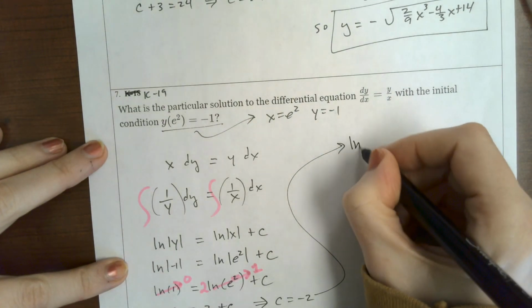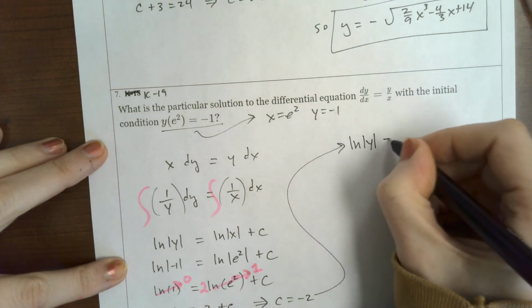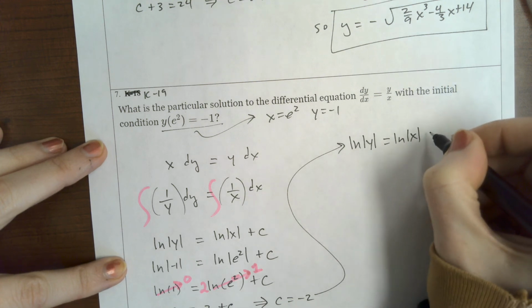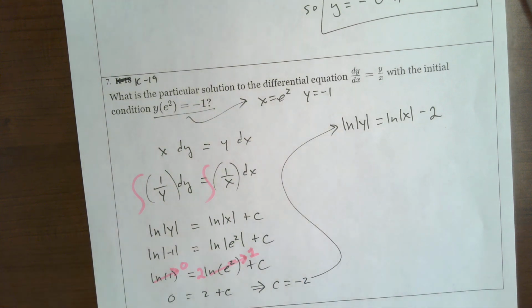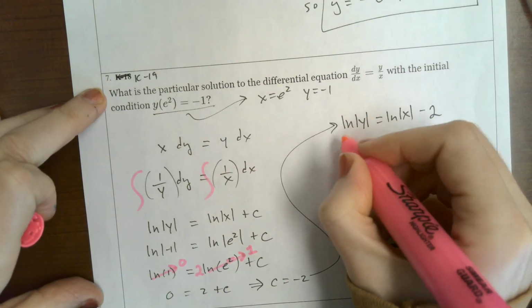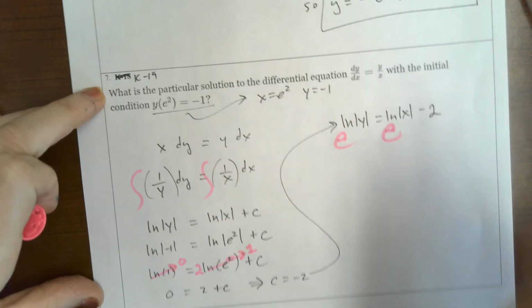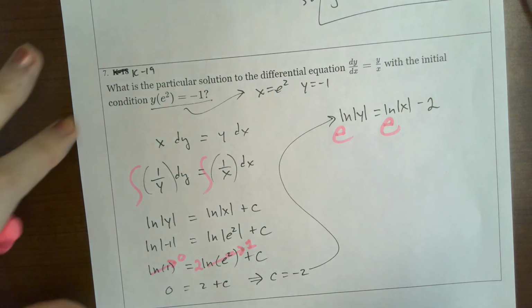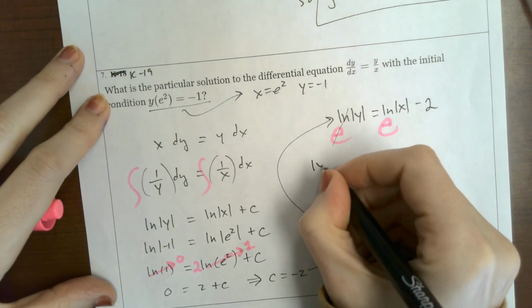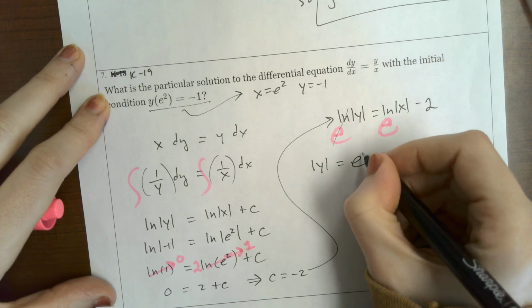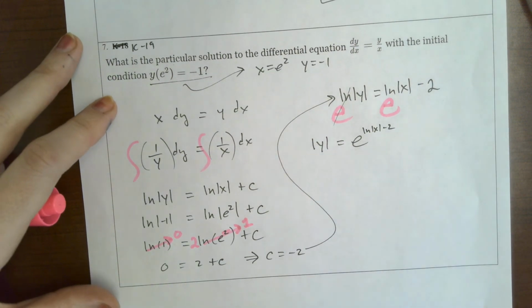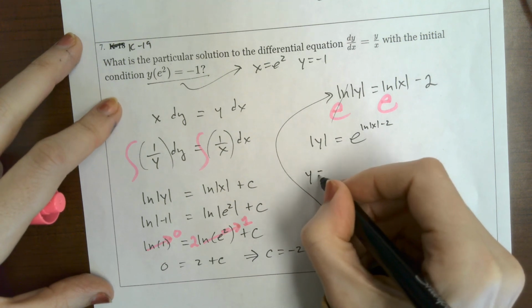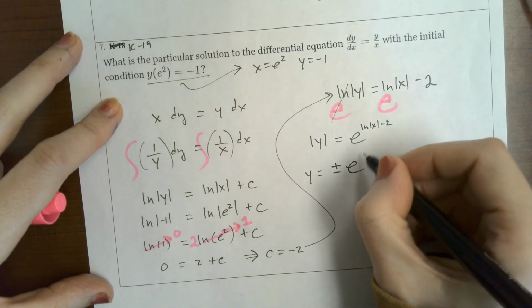So we've got natural log absolute value of y equals natural log absolute value of x minus 2. Now you've got to get this natural log to cancel. So you'll put a base of e on both sides. So those cancel. Okay. Now we need to drop the absolute value bars. So we can do that if we do plus or minus.